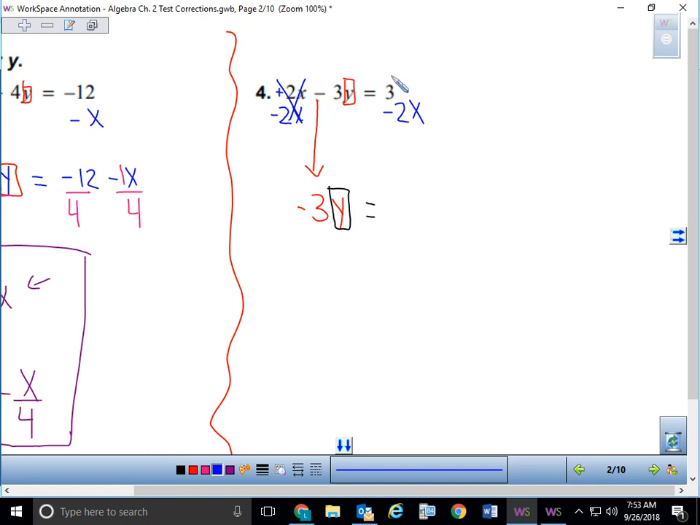On the right, this does not simplify to 1x. 3 and negative 2x are not like terms. 3 does not have a variable next to it. They don't belong in the same family. Just write them next to each other. So I have 3 minus 2x. Do not combine them. If you combine them, you're wrong. And that means you probably lost points on your test here.